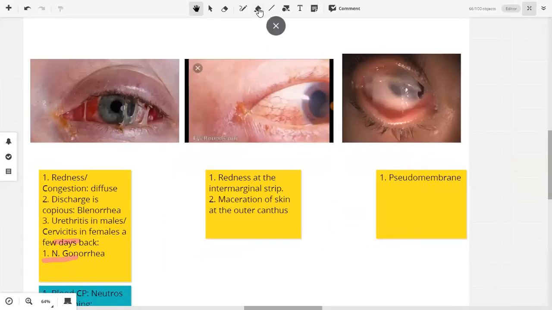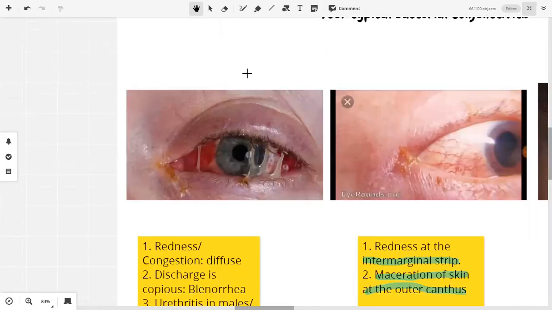The important things in this case are redness and conjunctival irritation, discharge, etc. All the signs are located at the intermarginal strip. And secondly, there is a maceration of skin at the outer canthus. So you can see that based on the signs, it is only affecting the middle portion of the eye. If I were to draw a straight line, this would be the intermarginal strip. Okay, this would be the intermarginal strip with both the eyelids closed.